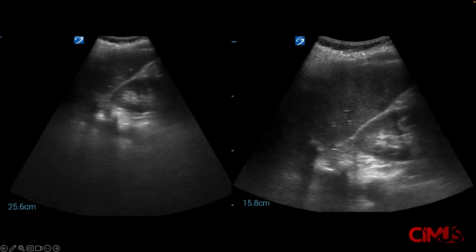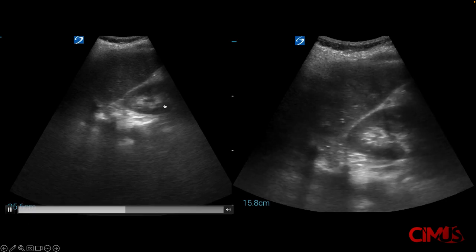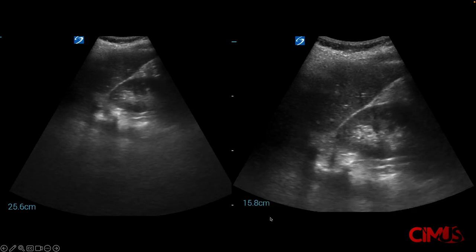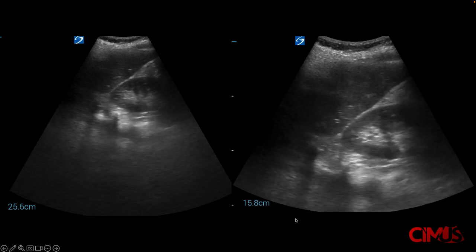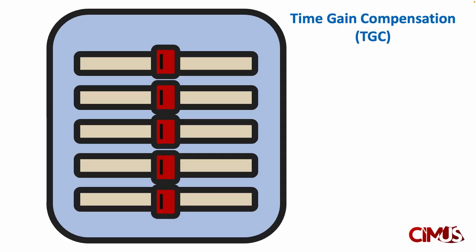So here are 2 clips of the same kidney, one with more depth than is necessary, so the kidney of interest is now quite small, and the image on the right has a more appropriate depth so that you can see the details of the kidney a lot better. The last function I'll discuss is called TGC, or time gain compensation. It's not a critical function to know, but it really is an important and helpful function, especially for optimizing your images.